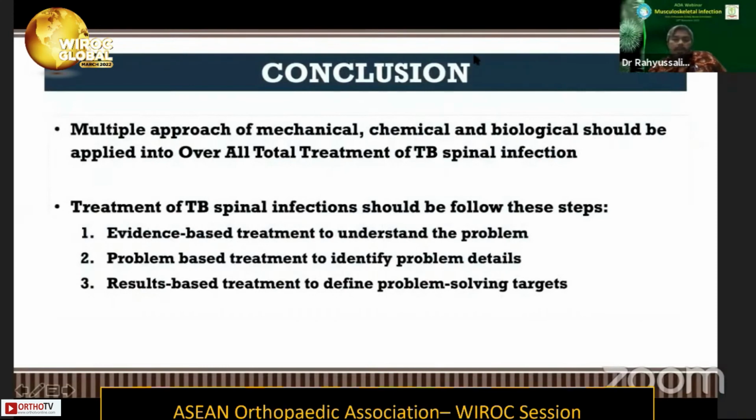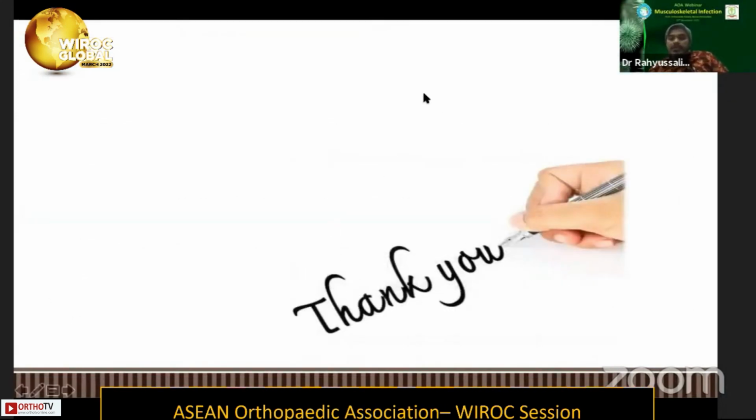The conclusion is that the multiple approach of mechanical, chemical, and biological should be applied into the overall total treatment of TB spinal infection, because we need to see the whole life of the patient. We want the patient to return to society, and the treatment of TB spinal infection should follow these steps: evidence-based treatment, problem-based treatment, and result-based treatment to define problem-solving targets. Thank you very much.